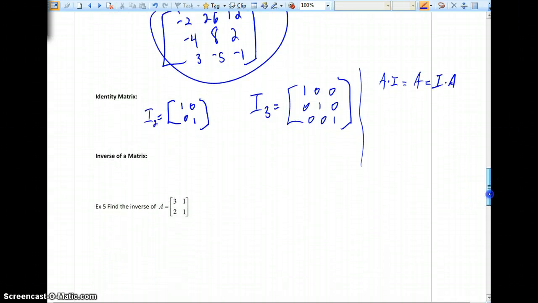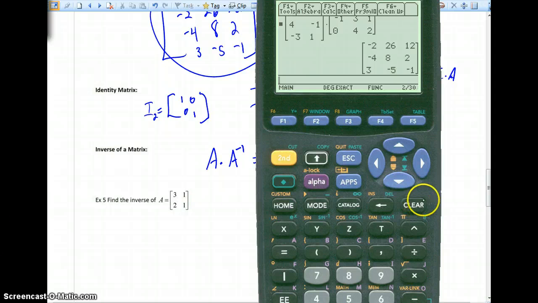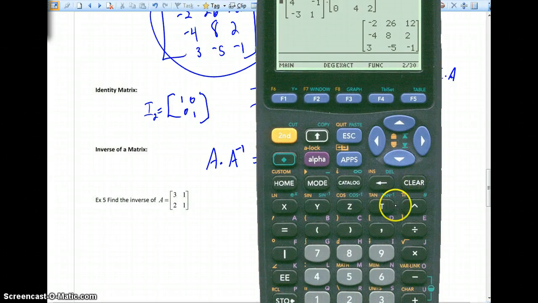Okay, the inverse of a matrix. Well, this is a great way to be able to undo a matrix. A times the inverse of A is going to be the identity matrix. Likewise, the inverse of A times A is going to be the identity matrix as well. Could we find the inverse of this last problem? Well, we're pressing it with time, but we certainly could. Let's see. We'll enter this in with some brackets. Here's a 3, comma 1. And we'll say semicolon, and then we'll say 2, comma 1.